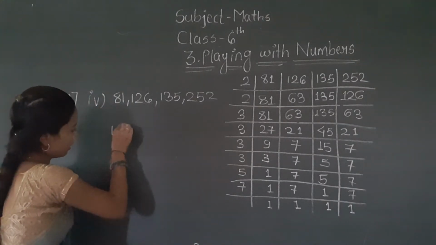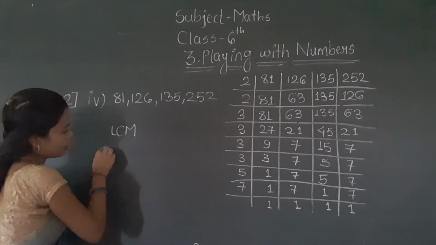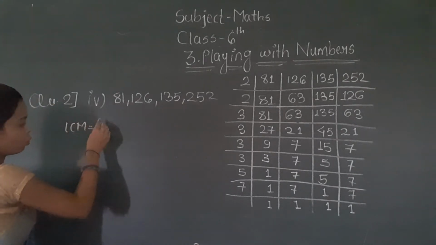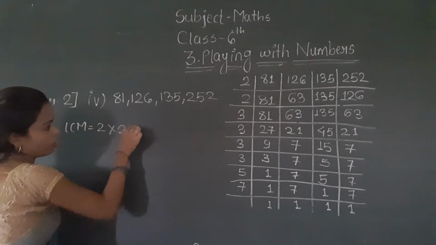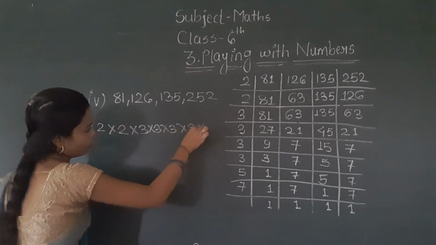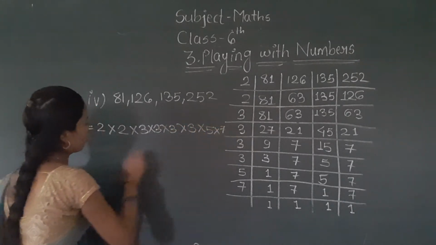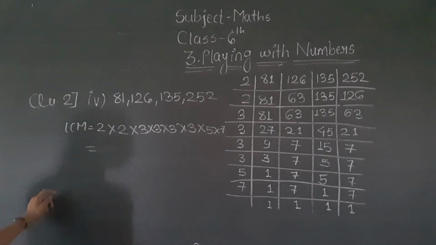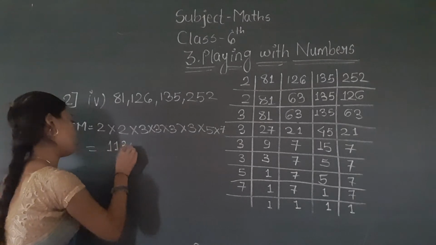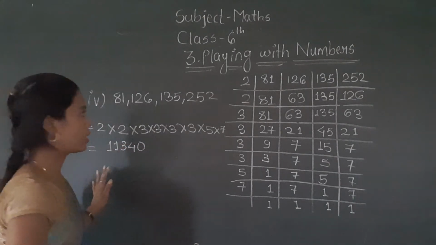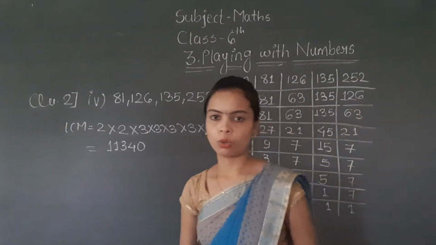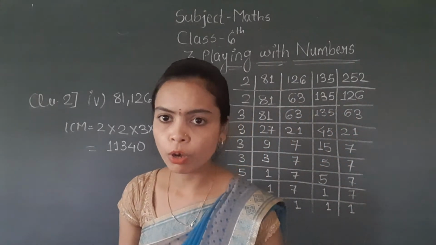So LCM is equals to, right here, LCM is equals to 2 into 2, 3 into 3 into 3 into 3 and 5 into 7. Okay, so when we are multiplying all these, your answer is 11340. Okay, so the LCM of all these 4 numbers is 11340. Okay, in this way solve the question number 4.